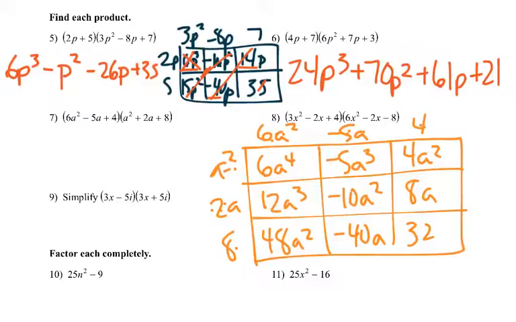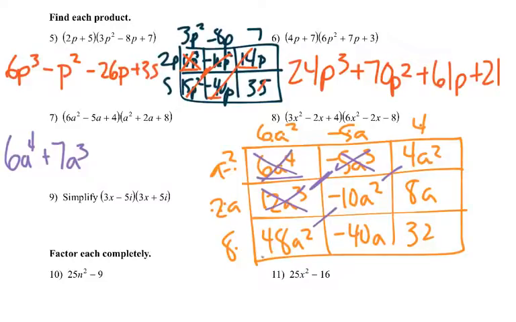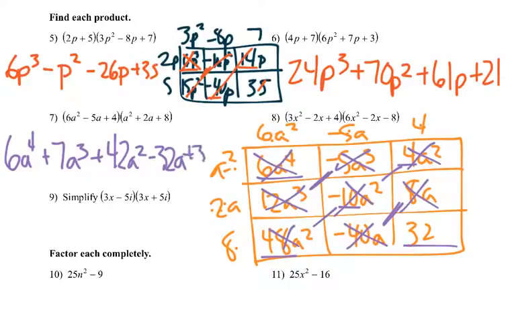So then we look for the highest power. So 6a to the 4th. So I start out 6a to the 4th. Then I've got two cubes that I can add. So 12 minus 5 would be plus 7a cubed. Then I've got three squares. So 48 minus 10 would be 38. Plus 4 would be 42. So plus 42a squared. Then I've got two just a's, negative 40 plus 8, negative 32a, and then only one regular constant, so plus 32. And we're done with that one.